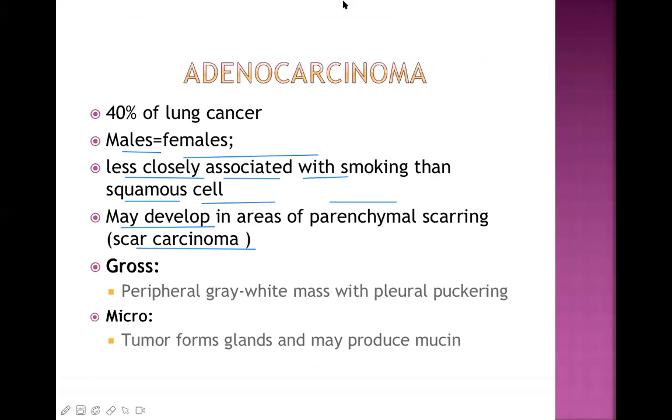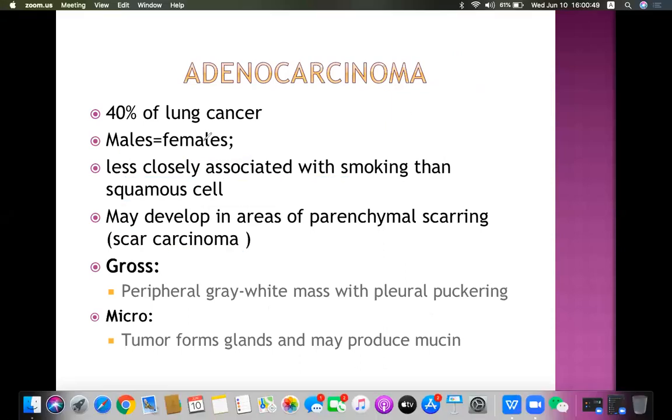Now, let's talk individually about each of the malignancies in the lung. Okay? Now, see here, the adenocarcinoma is almost present in 40% of the time of lung cancer. Means if I evaluate 100% of the lung cancer cases, about 40 of them comprise adenocarcinoma. Males and females are equally affected. And a very interesting fact here, this cancer is less closely associated with smoking than the squamous cell carcinoma.